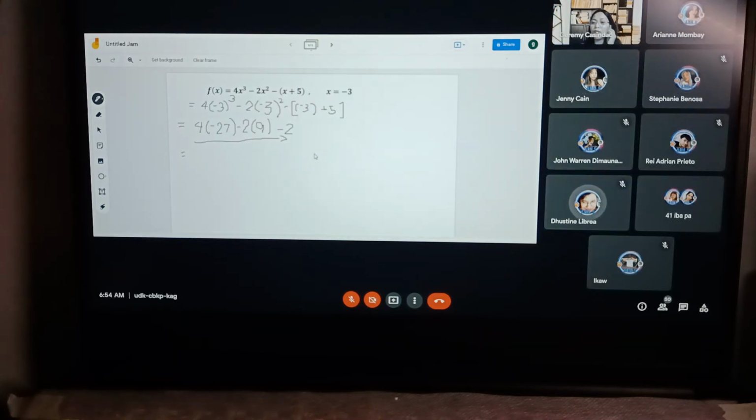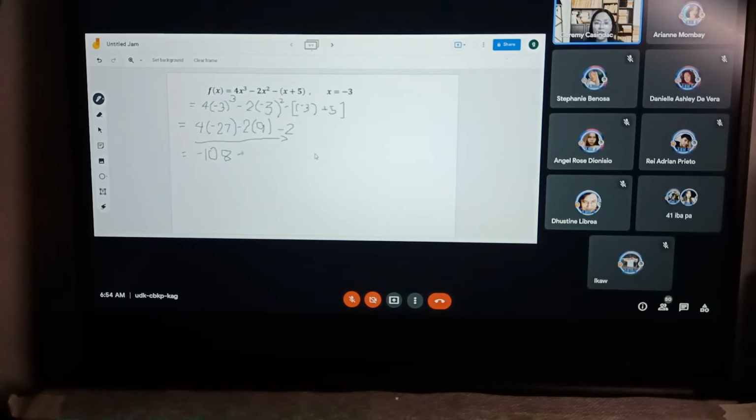Okay, Adrian Prieto, go ahead. Negative 108 po. Okay, that's correct. Next. How about 2 times 9? That is equals to 18 po. 18. So, minus 18 minus 2.